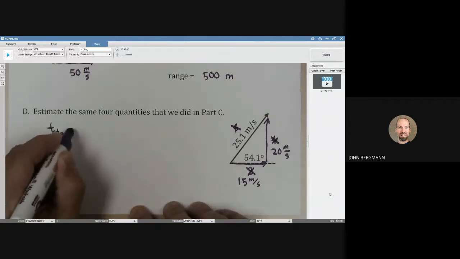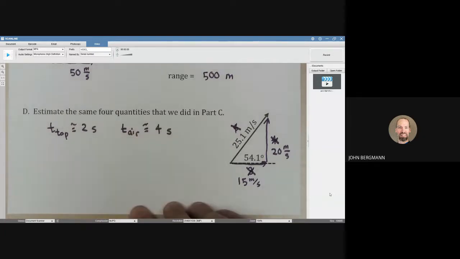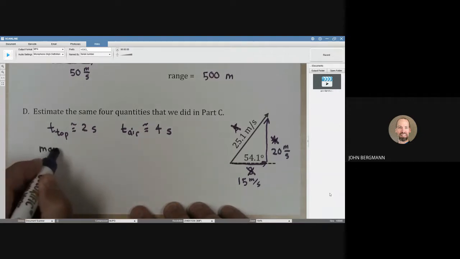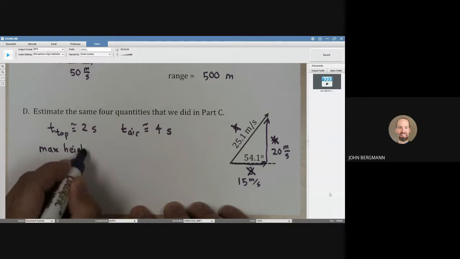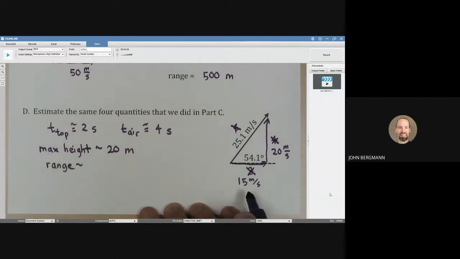Time to the top, about 2 seconds. Time in the air, about 4 seconds, assuming it comes back to the same elevation it was launched from. How high is it going to go? Well, let's see. If I'm pointing over here at 20 meters per second upward, at the top, it's going to be going 0. So the average would be 10. For each of 2 seconds, the maximum height is going to be 10 times 2, roughly 20 meters. And what about the range? The range is going to be about 15 times 4, about 60. That's how you do it.